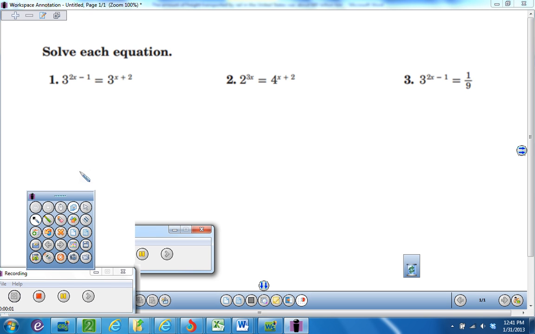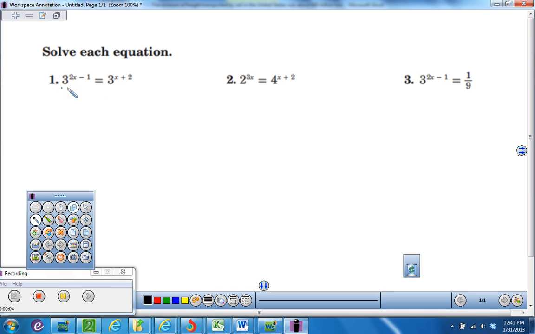Alright, here we're going to go over the quiz. Here we're solving, we have x, the variable, in the exponent. So here they have the same base, we have 3 and 3. So then we'll just put them equal to each other. So 2x minus 1 is equal to x plus 2. Since they have the same base, we just write the exponents equal to each other.